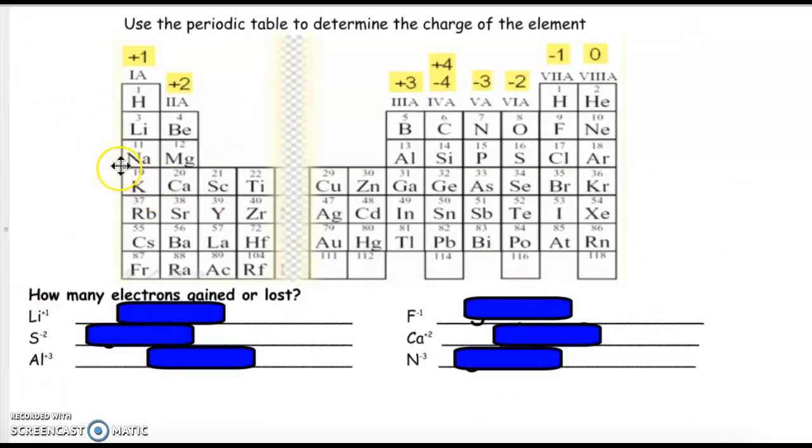So we're going to take a moment, pause the video, and look and see how many electrons lithium, sodium, aluminum, fluorine, calcium, and nitrogen, and pause and decide whether they're going to gain or lose electrons.